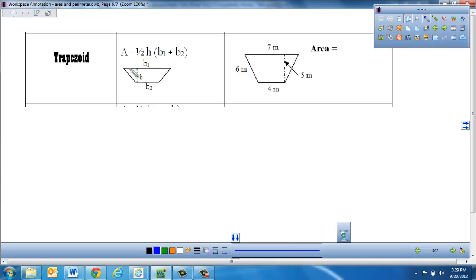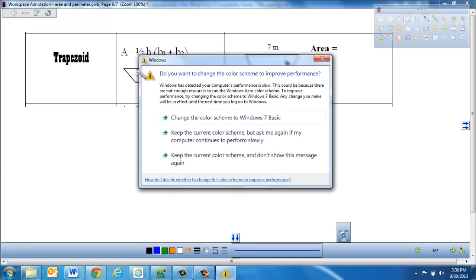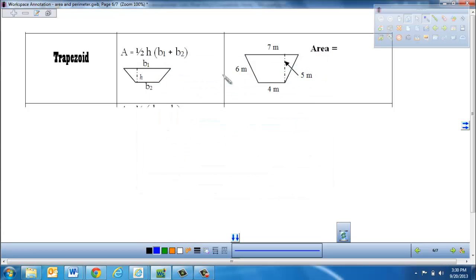We call those the bases. So they're labeling this as base 1 and then base 2. And then a trapezoid has a height, which, just like the past 2 shapes, is perpendicular to the bases. So the height is perpendicular to the bases, okay, it forms that right angle.